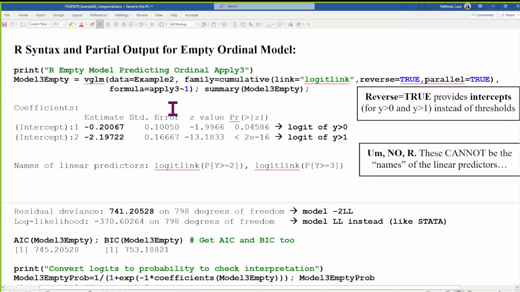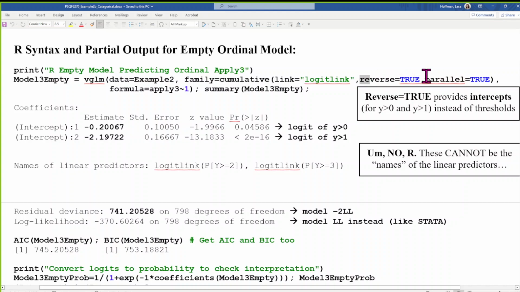In R, welcome to VGLM. I have no idea what the V stands for. V does not factor into any of my acronyms for this. So this is the empty model for the 3-category outcome. That's my labeling system. The family is cumulative with another set of parentheses. So parentheses in R are everything. Link equals logit link. Reverse equals true, and parallel equals true.